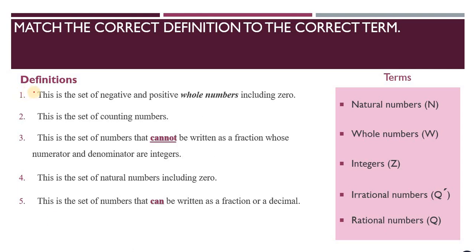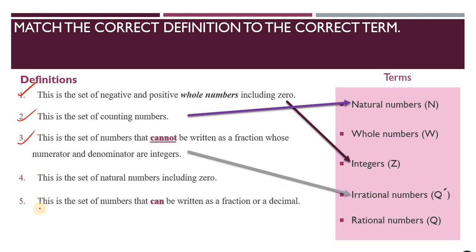For the first definition, it says this is a set of negative and positive whole numbers including 0. Which term fits that definition? Well, that will be integers. Second definition, this is a set of counting numbers. We naturally count from 1, and so that will be natural numbers. This is a set of numbers that cannot be written as a fraction whose numerator and denominator are integers. And that will be irrational numbers.